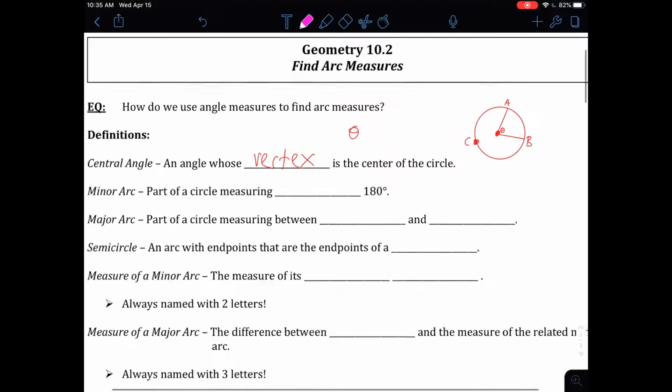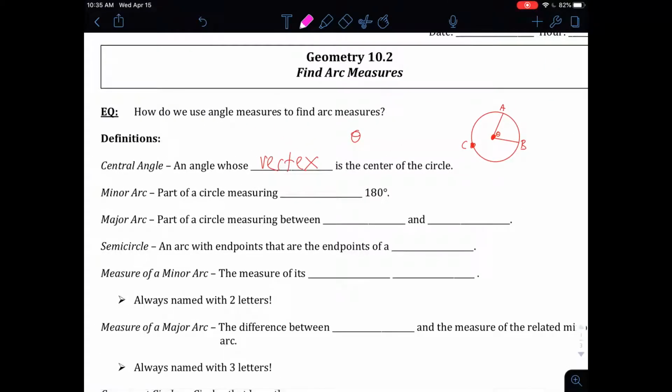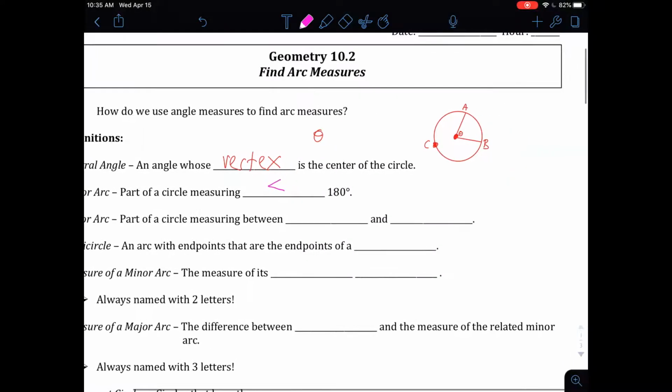Okay, so a minor arc. A minor arc is part of a circle measuring less than 180 degrees. Measuring what? Less than 180 degrees. So in this case, the arc that would be less than 180 degrees would be arc AB. We put the little arc above it to show that's an arc we're talking about. Doesn't this look like it's less than 180 degrees? 180 degrees is half a circle. Does this look like it's half a circle or less than half a circle? It looks like it's less than half a circle, so that's going to be good.